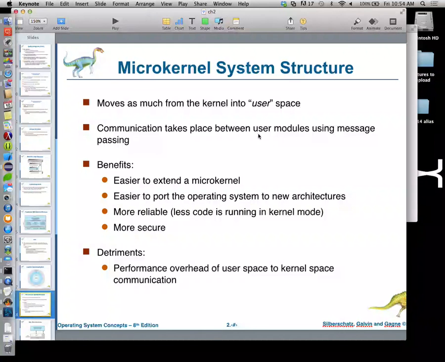Communication takes place between user modules using message passing. Benefits: easier to extend a microkernel because the actual kernel, the actual operating system, is very small. Whatever the core functionality of an operating system is squeezed into this microkernel, and everything that surrounds it, the layer right above that, let's just call it very complex user applications. Probably not written by users, probably written by the application designers. So easier to extend the microkernel, easier to port the operating systems to new architectures.